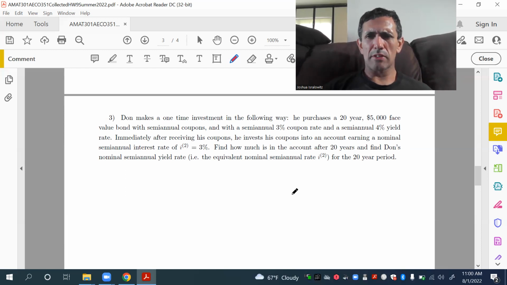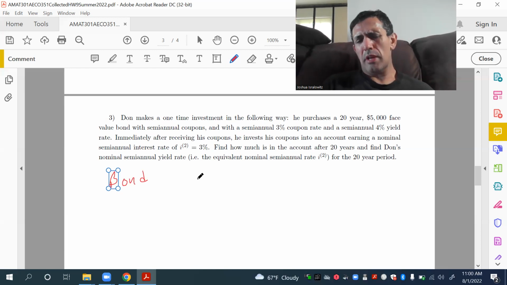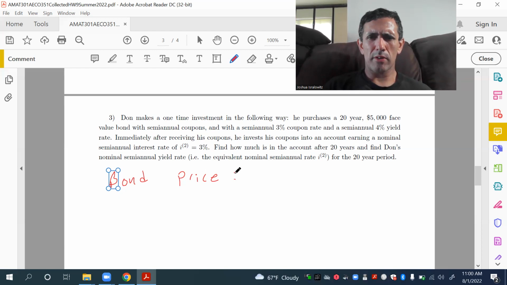Yeah, so a lot of stuff here. But let's first get the bond price, and that's the amount Don is basically investing. He's purchasing this bond, so that's his investment. What is his investment? Bond price. That's what he's paying. So you could take the present value of your coupons and the 5,000 face value. That's fine. Or just use Makeham's formula. Makeham's formula is obviously quicker.